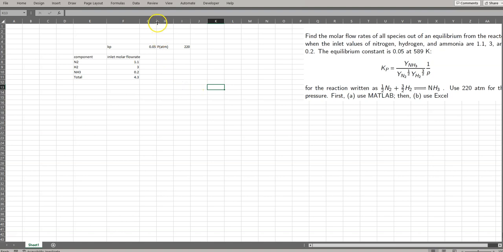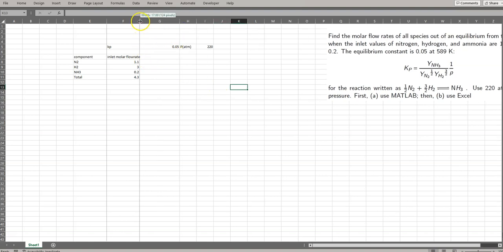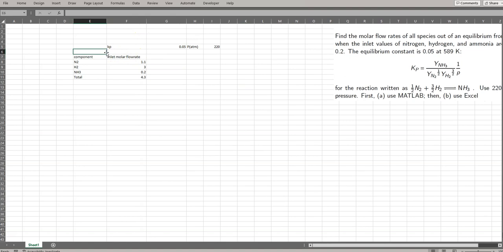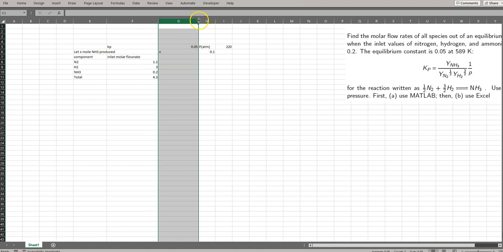Now, we are considering that let X mole ammonia, NH3, be produced. Let's say X is something like 0.1, since we don't know X yet. After solving, we will get the actual value. So this is a guess value.